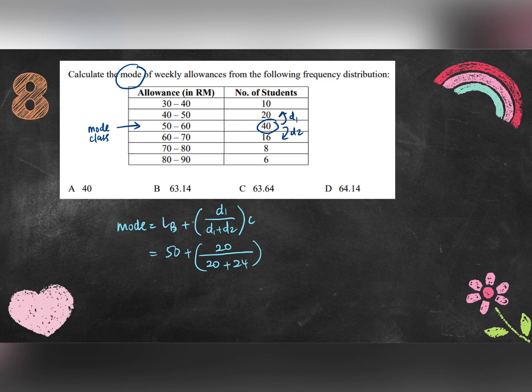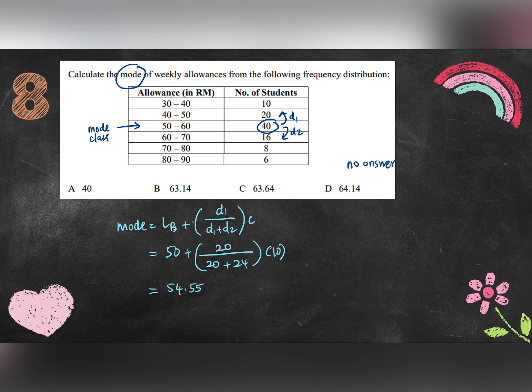And what is our class width? 50 hingga 60, automatic kita tahu dia adalah 10. Okay, and now use your calculator. And the answer that I get is 54.55. Okay. But again, this question tak ada jawapan. Okay. So untuk this one dia tak ada answer lah.